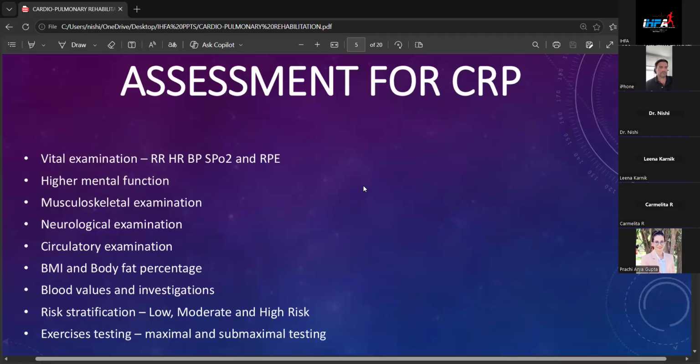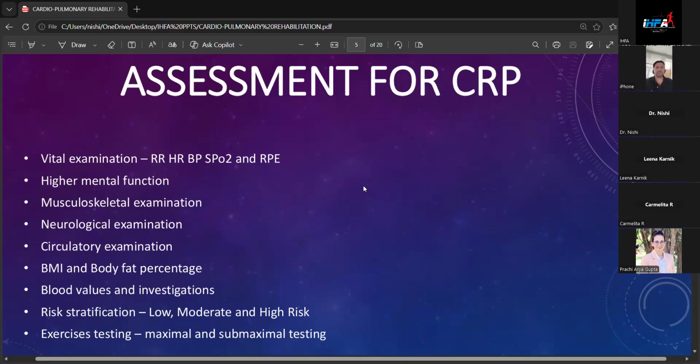According to that, if only one or two is positive, it is low. If it is more than three, four positive, it is moderate. If all are positive, it is a high risk. So for a high risk patient, before going to exercise testing, you have to take the permission from the cardiologist or the cardiac physician. Before the permission is taken, you cannot do any exercise testing because it can be fatal and the person can immediately die on the spot.